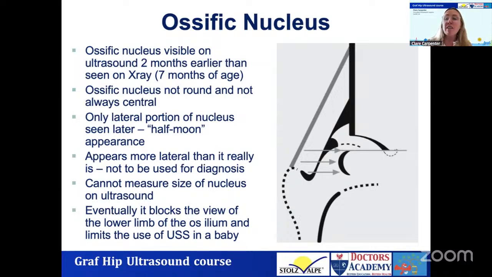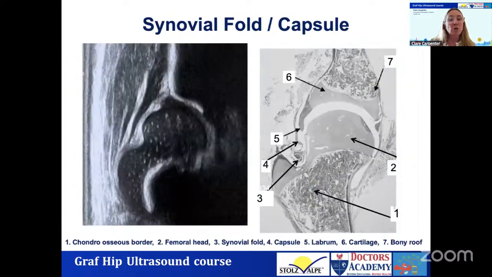Sometimes you can only see half of the ossific nucleus, and it looks like a moon on ultrasound because, of course, behind it you get an acoustic shadow, so it stops the beam, letting us see what is behind the ossific nucleus. So again, when you have a big ossific nucleus, such as in a larger baby, ultrasound becomes less useful. Again, we cannot measure the size of it, and as I said, it sometimes will block our view. So we can't use the ossific nucleus.